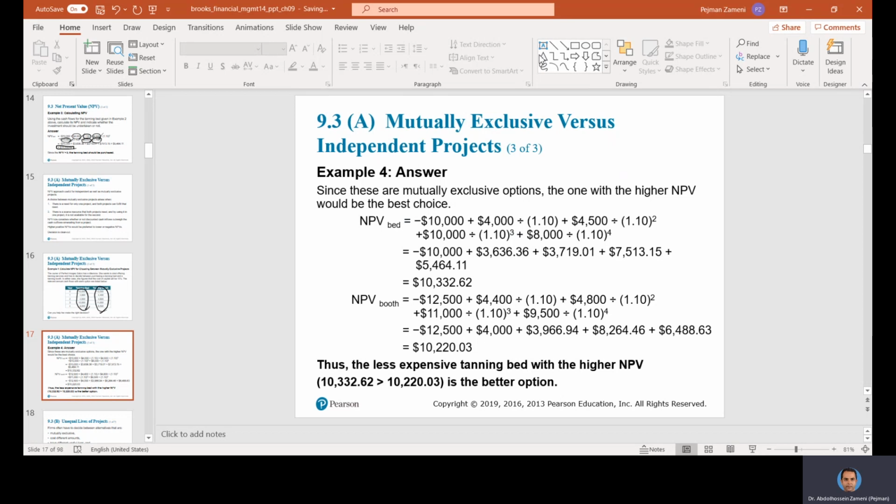Okay. The same story, nothing new. We just calculate the net present value of the bed versus the booth. We see that the first project is creating this much net present value and the other one is creating this much. And which one is bigger? This project's NPV is bigger than the other one. Thus, the less expensive tanning bed with the higher net present value is the better option, which is the first one.